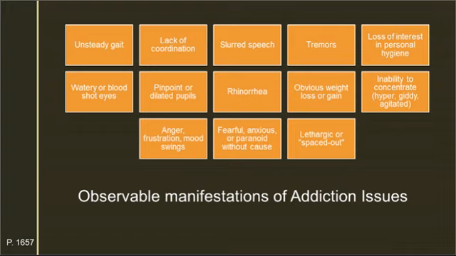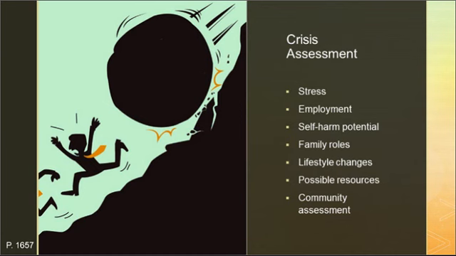Observable manifestations of addiction issues. This is on 1657. Also, unsteady gait, lack of coordination, slurred speech, tremors, obvious weight gain or loss, pinpoint or dilated pupils. You can read the rest of these: lethargy or spaced out. Findings are dependent on the nature of the addiction. Be alert for symptoms that are abnormal or not within expected boundaries.